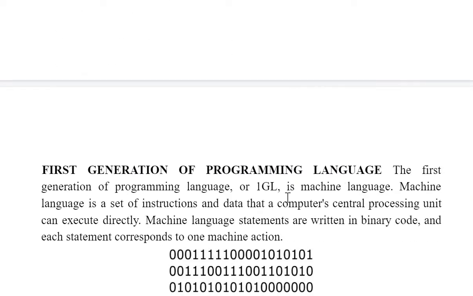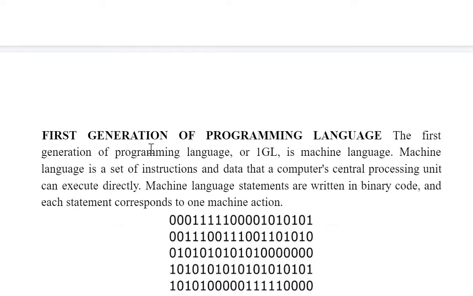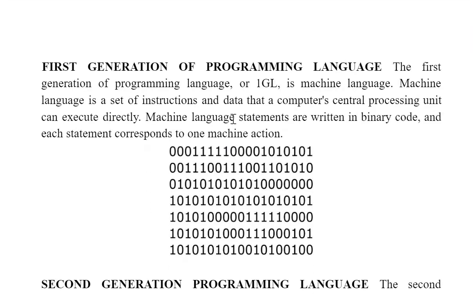First generation language is also called machine language because it is closer to the machine, and these languages can be easily understood by the machine. Machine language is a set of instructions and data that the computer's central processing unit can execute directly. It means that if your code is written in first generation or machine language, there is no need for conversion because the machine directly understands it. Examples are binary code, in the form of zeros and ones. Machine always understands any program or information in the form of zeros and ones. These are called machine language.